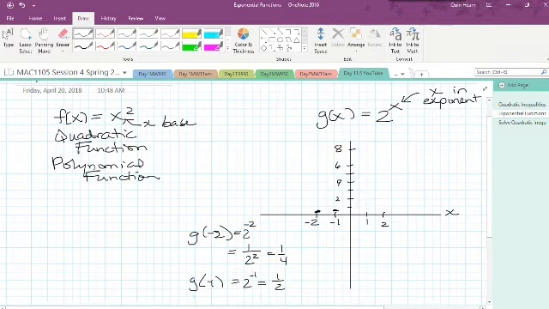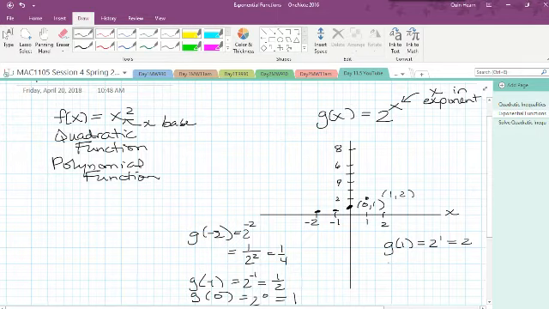And what if we plugged in g of 0? What's anything to the 0 power going to equal? It's going to equal 1, right? So that means it goes through the point (0, 1). And what if we plugged in g of 1? Well, g of 1 is going to be 2 to the first, or 2. So we're going to go through the point (1, 2). And what if we plugged in 2? Then we would get 2 squared, which is 4. And what if we plugged in 3? Then we're going to get 2 cubed, which is 8.